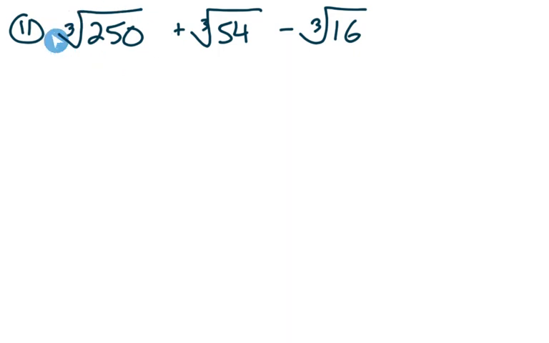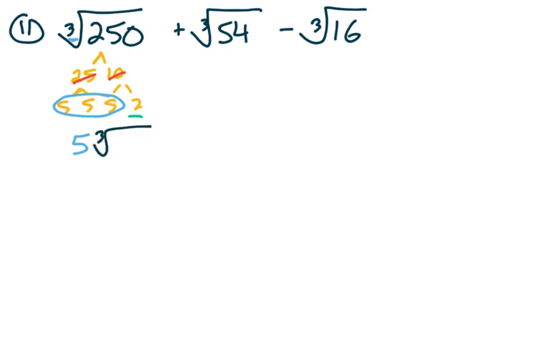So what we're going to do is look at each piece individually, and I'm going to simplify each one individually. So 250, two numbers that multiply to 250, 25 and 10. 25 is 5 and 5, and 10 is 5 and 2. And then because this is the cube root, I'm circling groups of 3, so 3 of a kind. So this becomes 5 cube roots of 2.